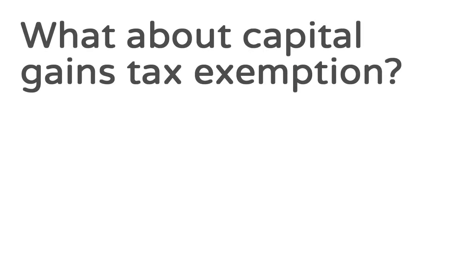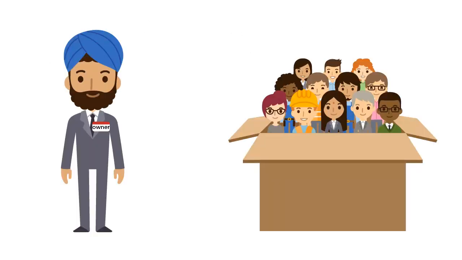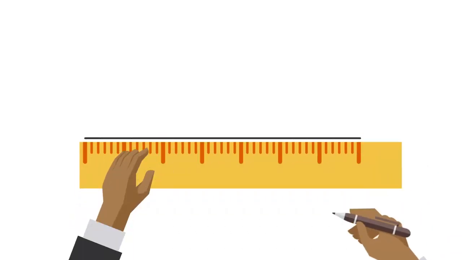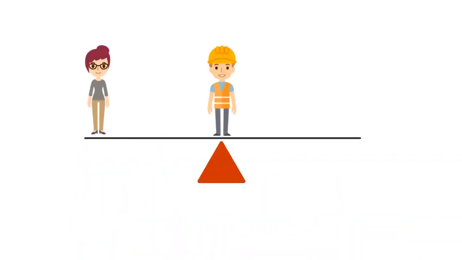What about capital gains tax exemption? A company owner who sells a majority holding to an employee ownership trust will be entirely exempt from capital gains tax on their sale proceeds. A key condition is that the trust must, if it ever personally benefits employees, do so on the same terms, like with the income tax exemption.